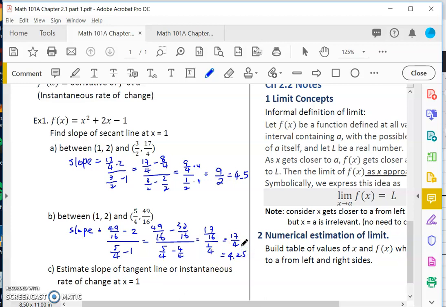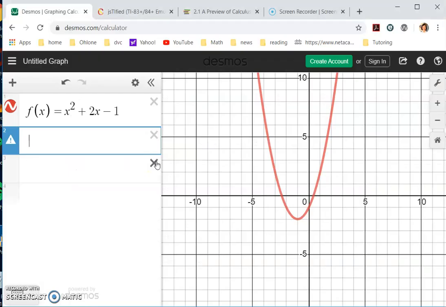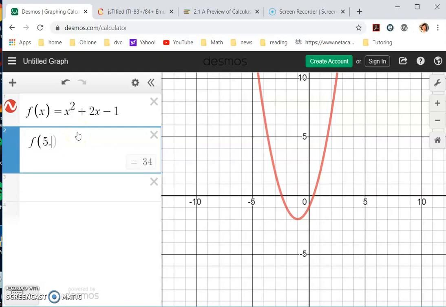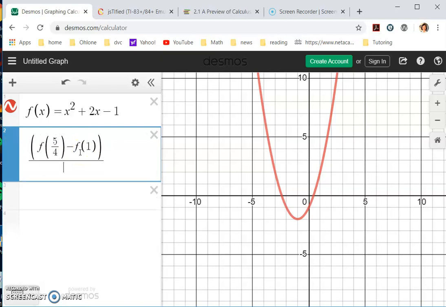As a matter of fact, we can actually do this with decimals. If you look at the decimal, I have it started here. x squared plus 2x minus 1, that's the function that we have. And if I do f of 5 over 4, this is the y, minus f of 1, and then have it divided by 5 over 4 minus 1.